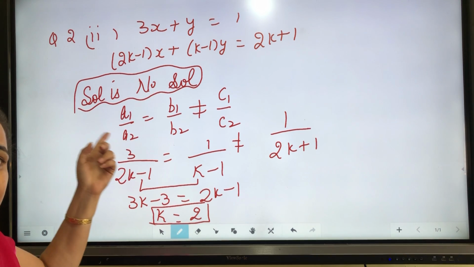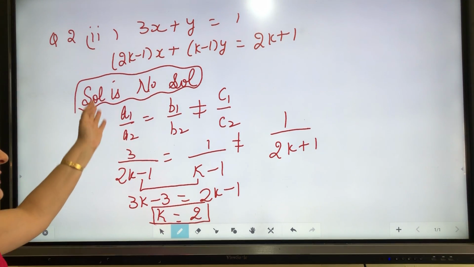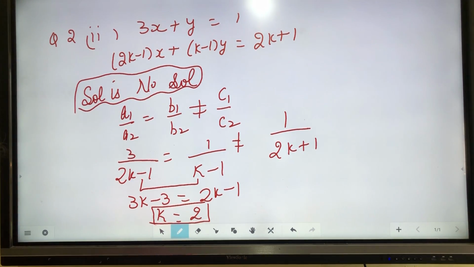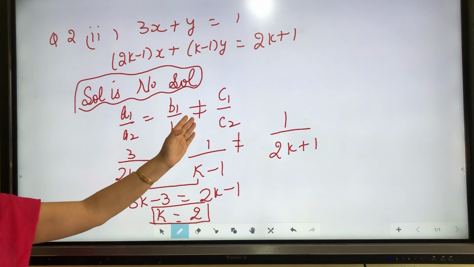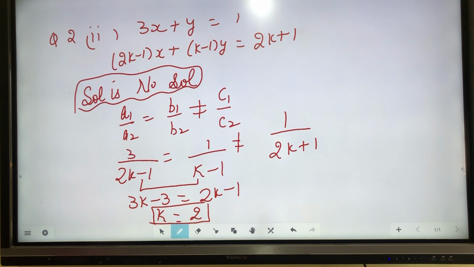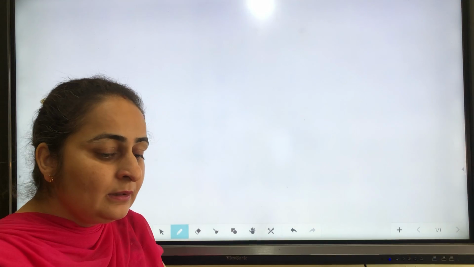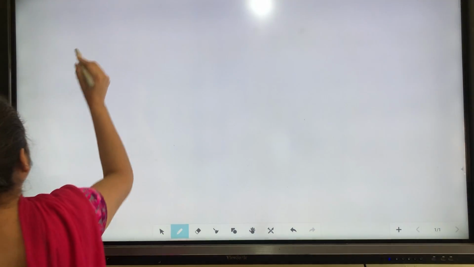But the condition is already given in the question whether the solution is unique, no solution or infinitely many solutions. If the solution is unique, then I am using such a condition here. If the solution is infinitely many solutions, then I am doing one more question.